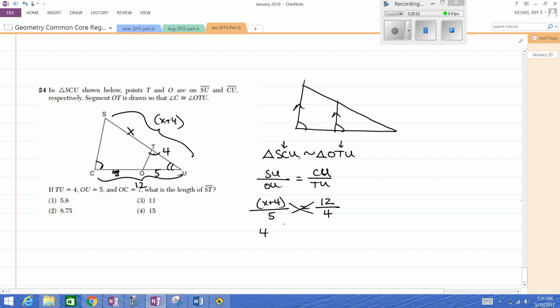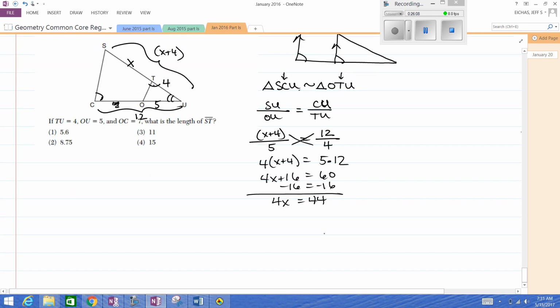So cross multiply. 4x plus 16 equals 60. And let's just go ahead and quickly finish this algebra. All right, we get x is 11. But let's see, yes, that's what we wanted. We did want x, so ST is 11.